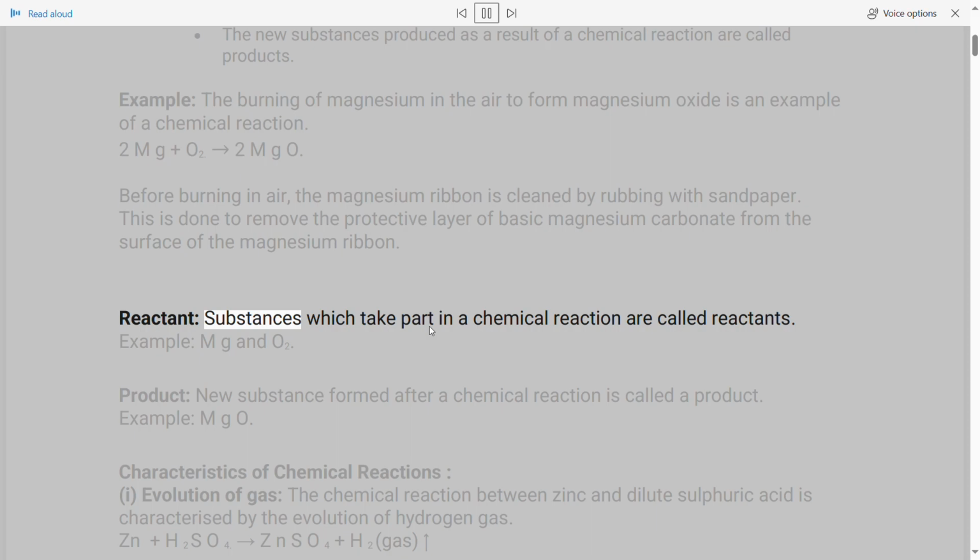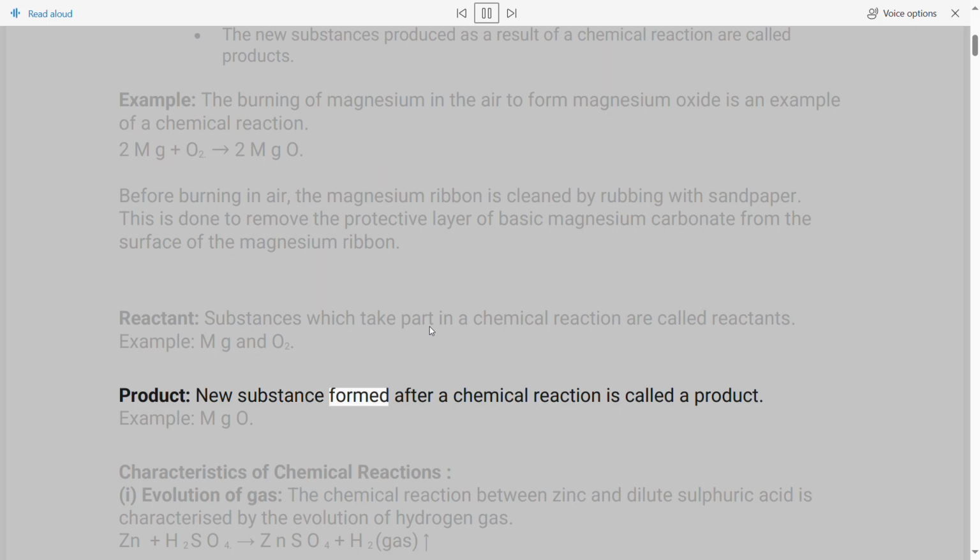Reactants: substances which take part in a chemical reaction are called reactants. Example: Mg and O2. Product: a new substance formed after a chemical reaction is called a product. Example: MgO.